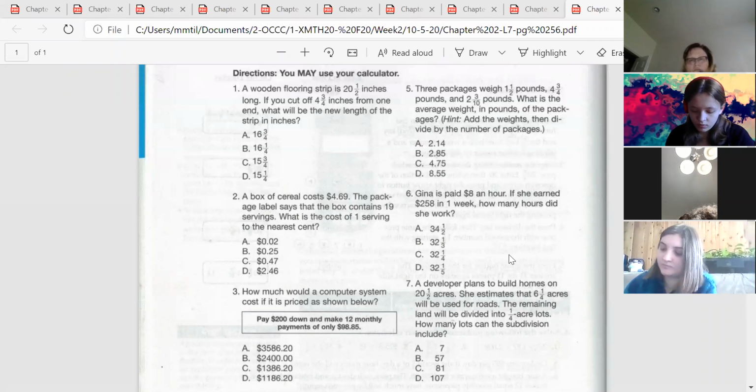What about number 6? Gina is paid $8 an hour. $8 per hour. She earned $258 in 1 week. In 1 week. So how many hours did she work?